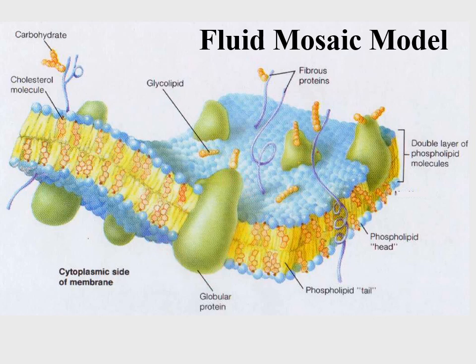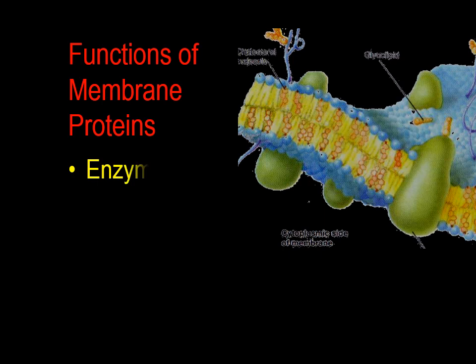The membrane proteins give the membrane its dynamic characteristics. This model of the membrane originated in the 1970s and is called the fluid mosaic model. Fluid implies flexible as opposed to rigid. Mosaic implies a variety of compounds are present. Here are some of the major functions of proteins in membranes.